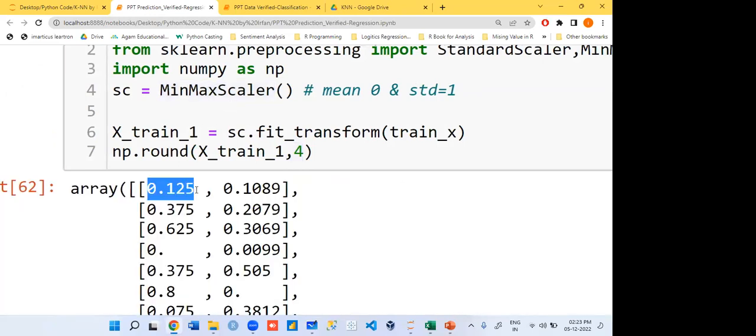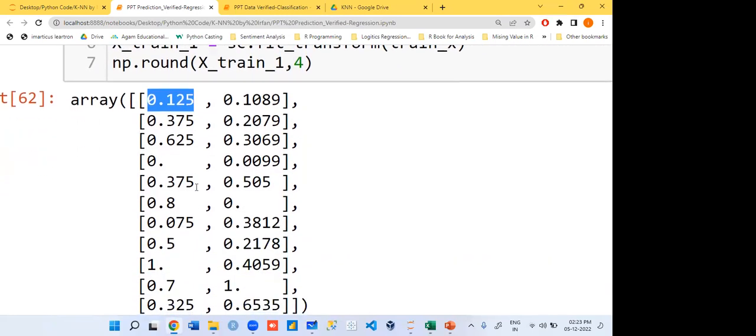Zero point, exact match. Can you do it for the second row and compare? Yes.